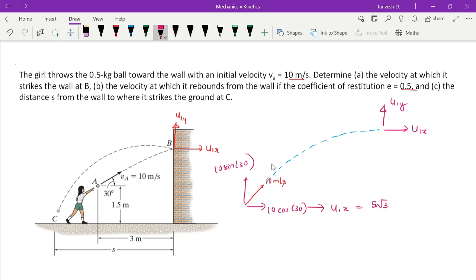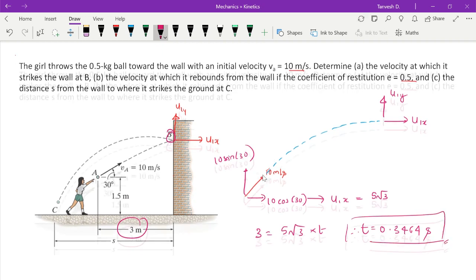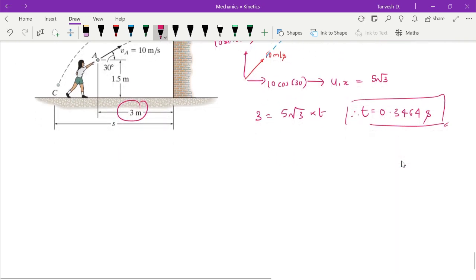Okay, and now what else do we know? We know the distance from where that girl has thrown the ball. So it is 3 meters. We can find the time taken by the ball to reach this point B. Therefore 3 is equal to 5 root 3 into t. Therefore t is equal to 0.3464 seconds.